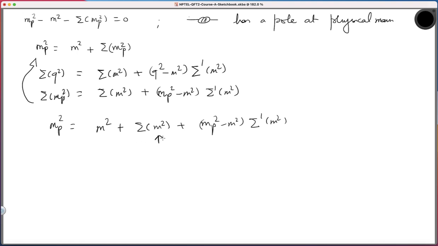Now you see this term is of order lambda, right, because sigma starts at order lambda, because this is the first diagram it has. Now what is M_P squared minus m squared? If you take m squared to that side, M_P squared minus m squared starts at order lambda, so it is an order lambda term. What is sigma prime of m squared? That's a derivative of this, and this starts at order lambda, so this sigma prime is also an order lambda term, so the product is order lambda squared. So this way you can proceed and find out the physical mass as a function of m and lambda. This is a perturbation series in lambda, so this is how you can figure out the physical mass to order lambda.